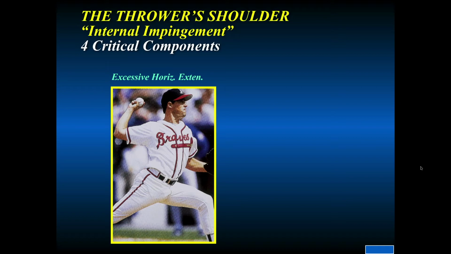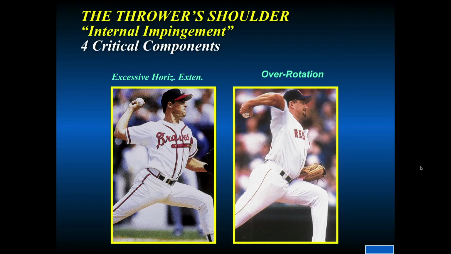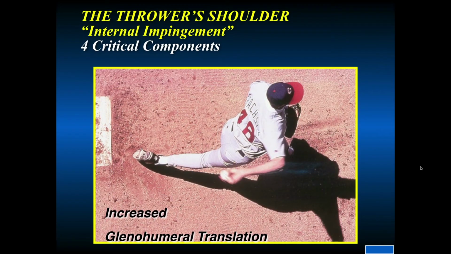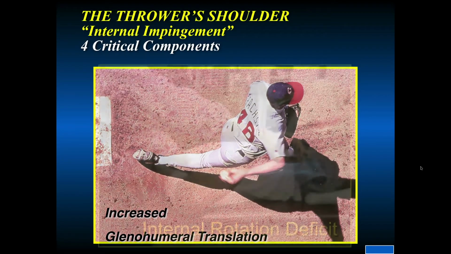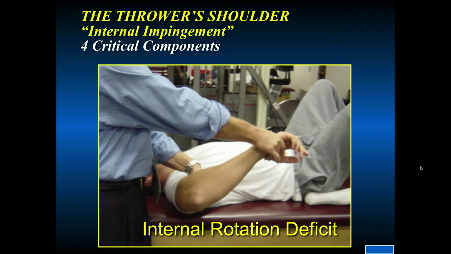excessive horizontal extension, over-rotation, increased humeral translation, and internal rotation deficit, or GIRD, glenohumeral internal rotation deficit.